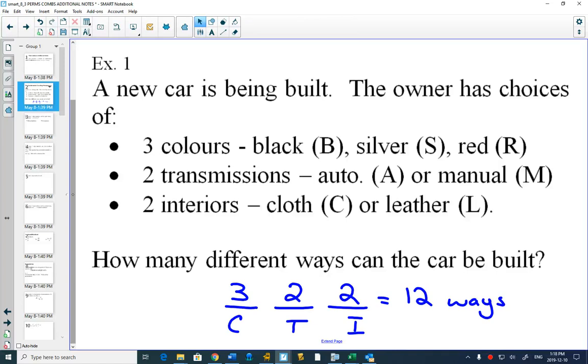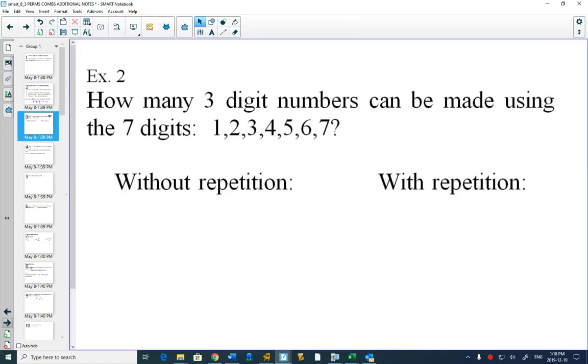And we've done questions like this already. So here's another one. Using the numbers 1 to 7, how many 3-digit numbers can be made if you're not allowed to repeat and if you are allowed to repeat? So again, it's a 3-digit number. You would have 3 decisions to make. What's my first digit? What's my second digit? What's my third digit? If you were not allowed to repeat, does it make sense that you could choose any one of the 7 numbers?